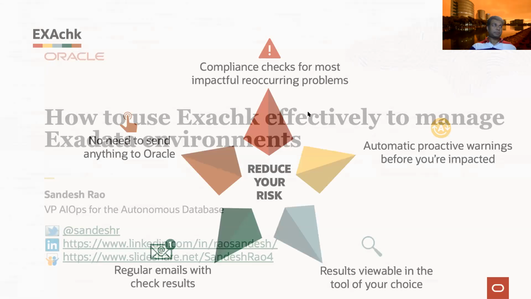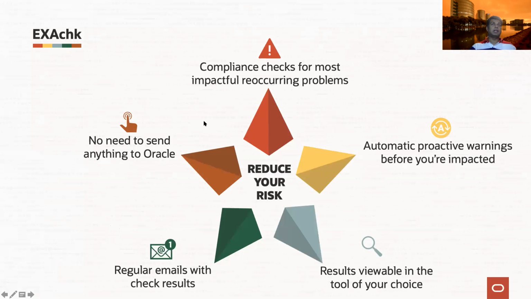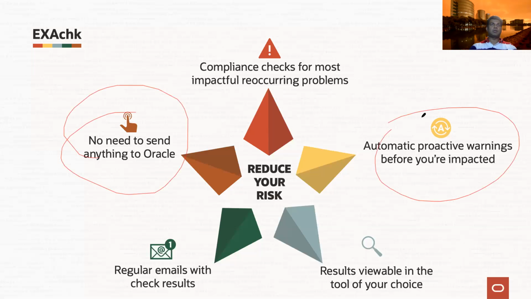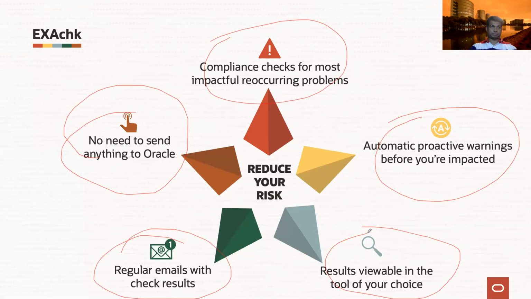So first of all, what is Exachk? Exachk is a utility that is normally used for doing best practices compliance on your systems. The tool is meant to be a self-service tool, so you don't really need to send anything to Oracle. It gives you automatic proactive warnings. You can automatically ask it to email your results so you can see what's actually going on. If you're looking at a whole bunch of your systems, you can find out which systems are compliant and which ones are not. And you can see the output in any tool of your choice. We'll go into more details on all of these different things.